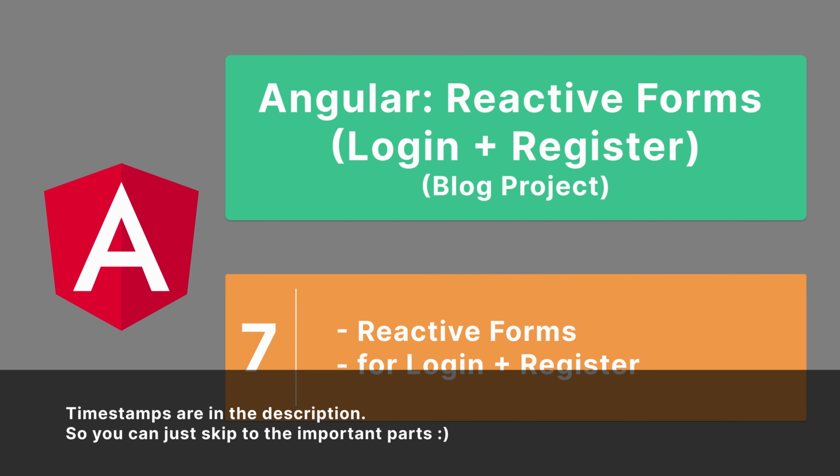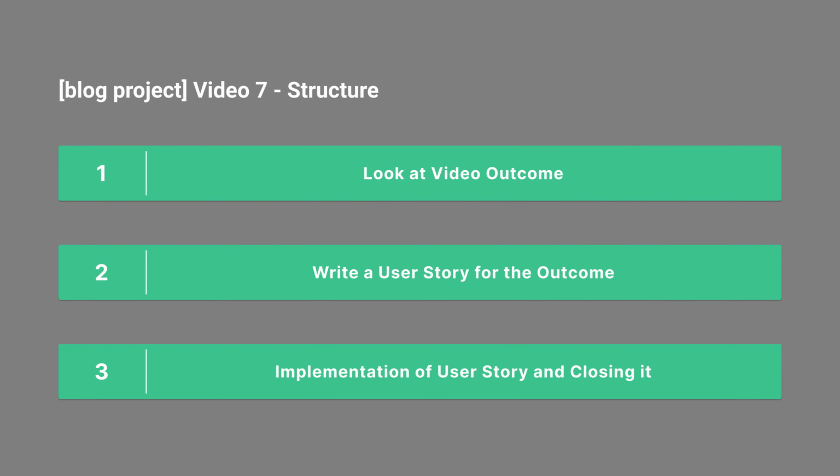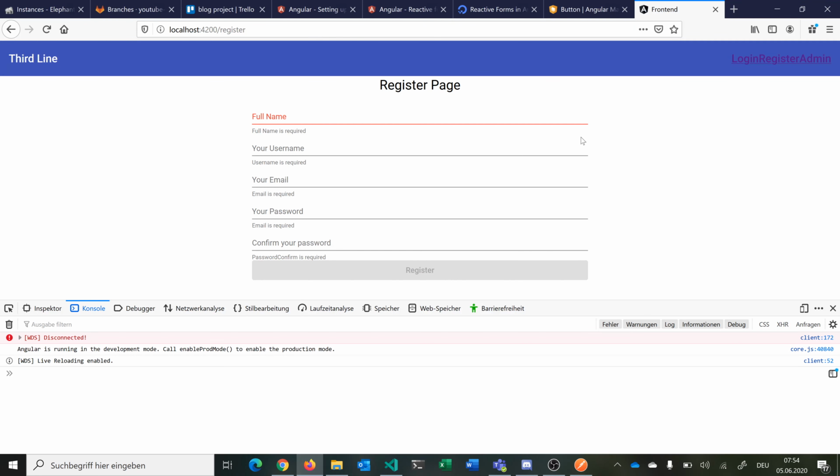This is video 7 and we will handle reactive forms with Angular, especially the login and the register forms. So the structure is as always: we will have a look at the video outcome, then we write a user story for it and then we will implement it. And at the end we will have a look at what is coming in video 8, which will be custom validators for reactive forms. So let's see what we are building.